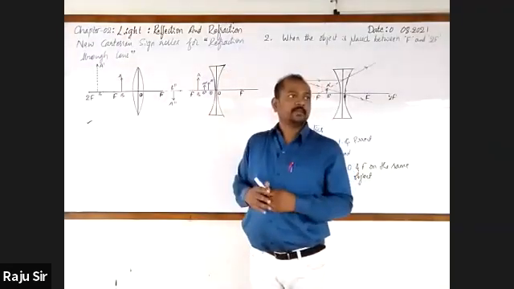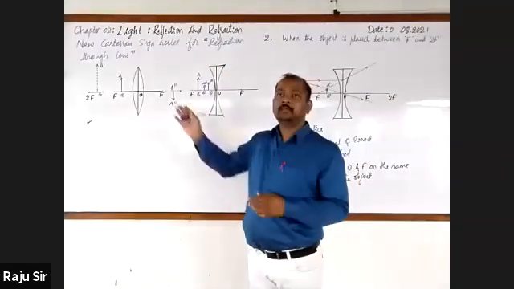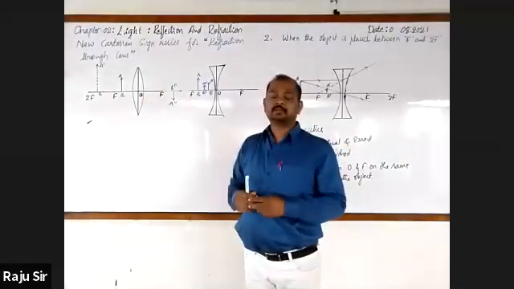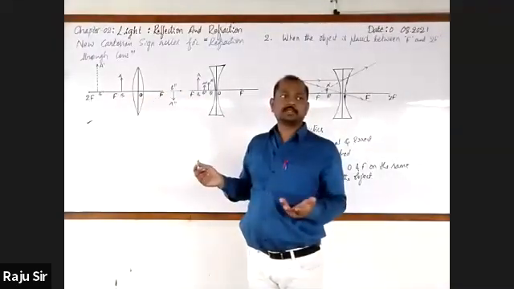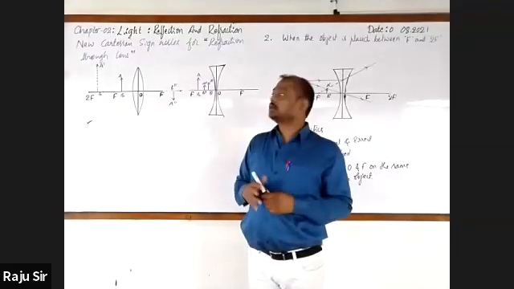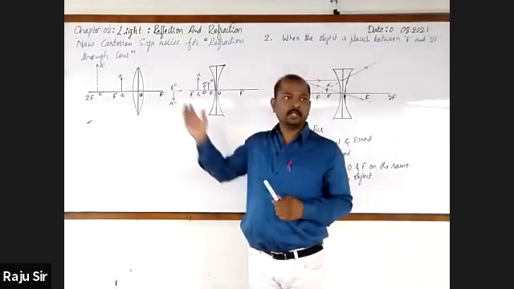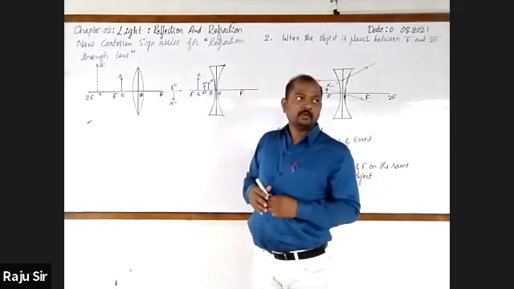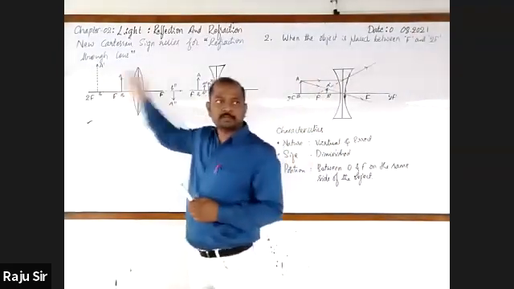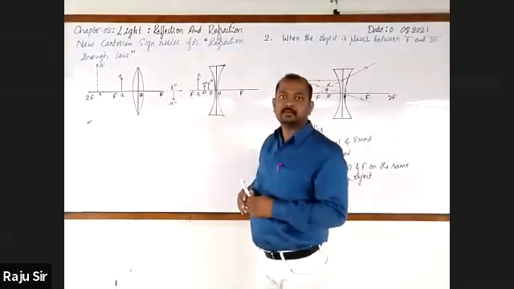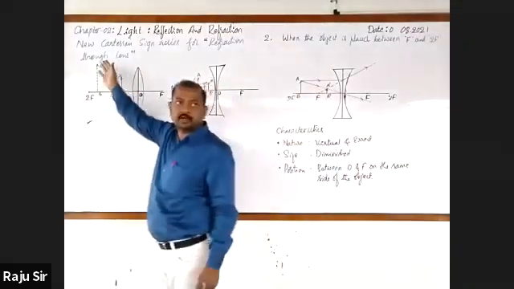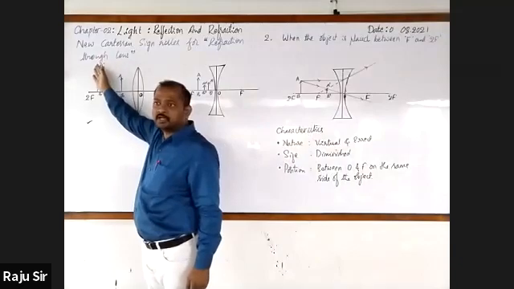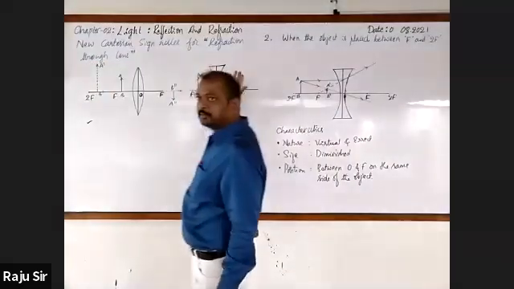What do you call the distance of the object from the lens? Object distance. Object distance is denoted by which symbol? U. It is U. In these two figures, whether light is coming from left side or right side? Left side. The object is placed on the left side, so that light will come from that side.